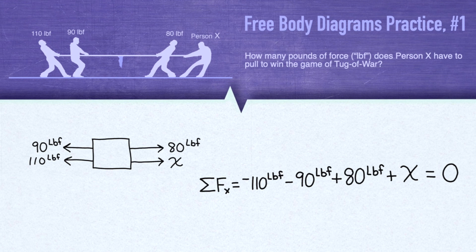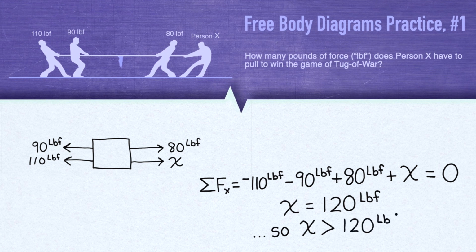Then the summation of the forces in the x direction. When we solve for x, x turns out to be 120 pounds of force. So the summation of the forces in the x direction equals 120 pounds of force in order for the tug of war game to equal 0. So basically, we'll just say that x has to be greater than 120 pounds of force if person X wants to help his teammate win the game.